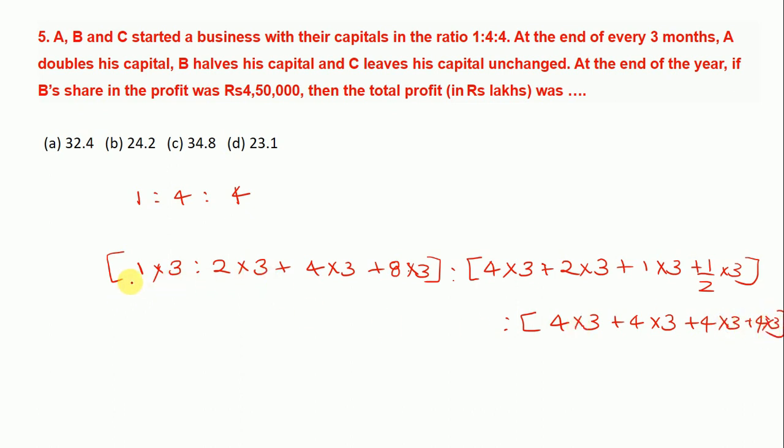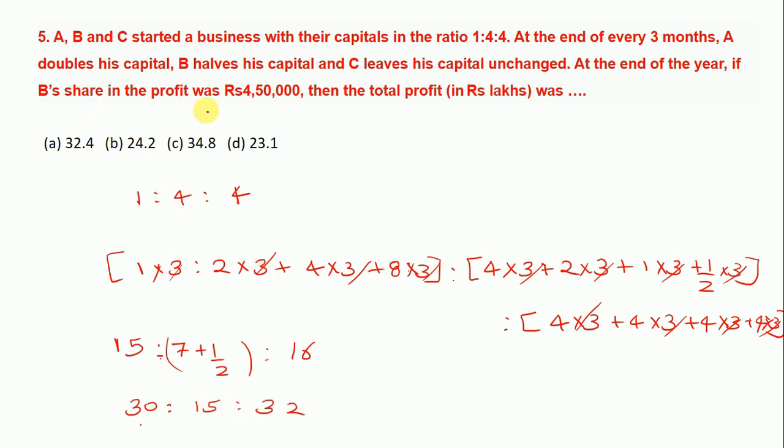Now we can divide throughout by 3, so we are just cancelling all these 3. Now 1 plus 2 is equal to 3 plus 4 is equal to 7 plus 8 is equal to 15. Now 4 plus 2 is equal to 6 plus 1 7 plus half. Now for C it will be 4 plus 4 plus 4 plus 4 is equal to 16. Now it will become 7 into 2 is equal to 14 plus 1 15, and simply multiply throughout by 2. It will be 30 is to 15 is to 32.